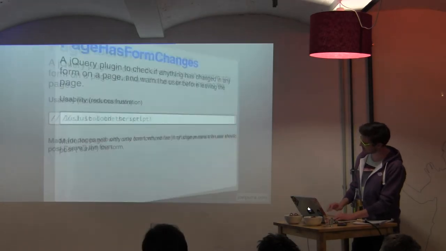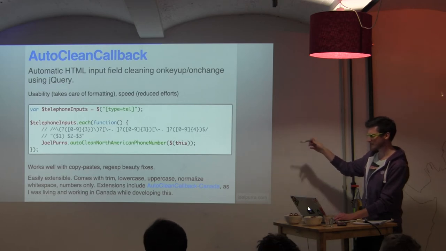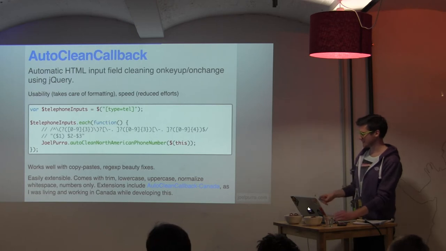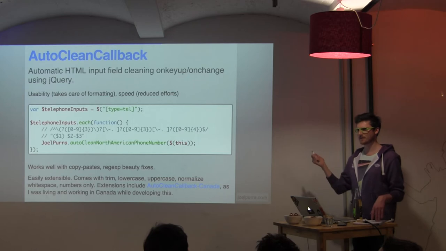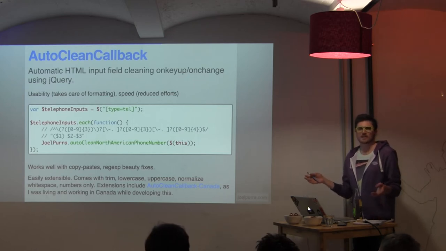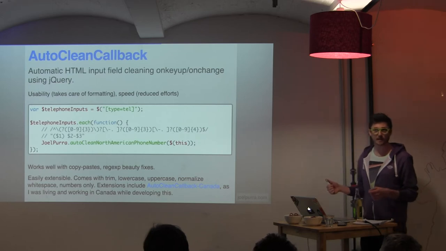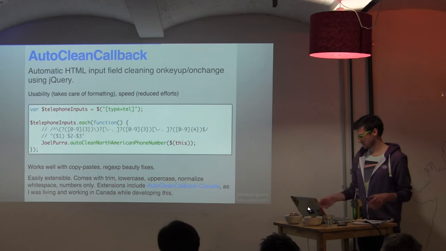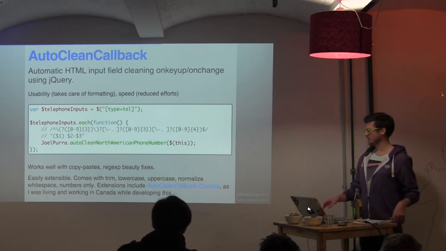And of course, this. I built a couple of things here, like trim, lowercase, uppercase, normalize whitespace, numbers only, and so on. And also some Canadian-specific things. I actually have a plugin that I just dropped into this form that auto-cleans everything Canadian style, if you already marked it up Canadian style in HTML. So the script does nothing in particular, I was going to say, but it does everything automatically.